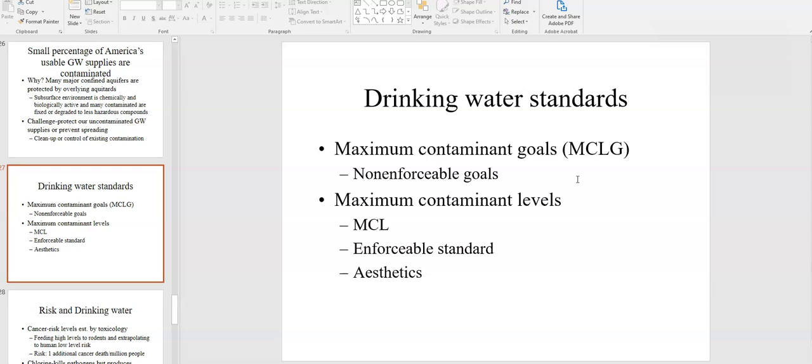But so the goals are where we'd like to be. Maximum contaminant levels are enforceable standards. Okay, so this is where we enforce that, like I said with TCE, that 5 ppb.